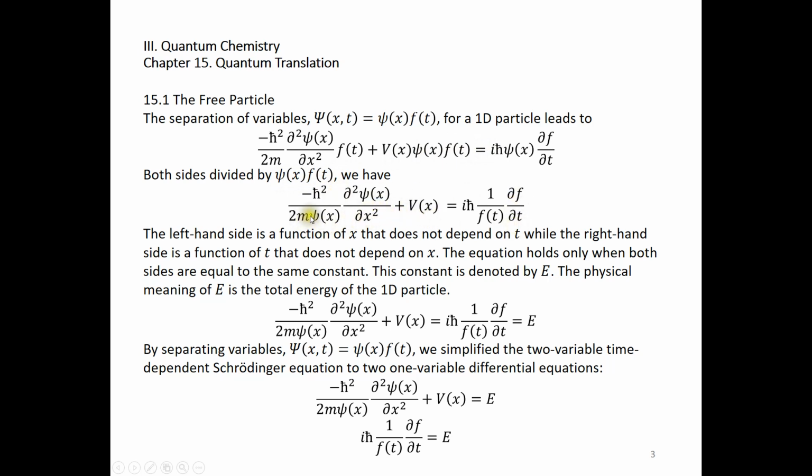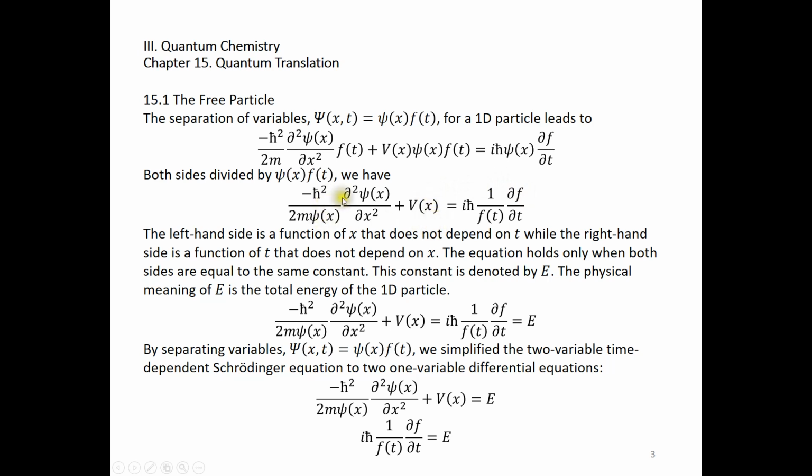On the left-hand side, we have negative ħ squared over 2m times 1 over ψ times ∂²ψ/∂x² plus V(x). On the right-hand side, we have iħ times 1 over f times ∂f/∂t. And why do we do this? When we do this, we can see on the left-hand side of the equation we have a function of x and x only. This part does not depend on time. And on the right side, we see a function of time which does not depend on x.